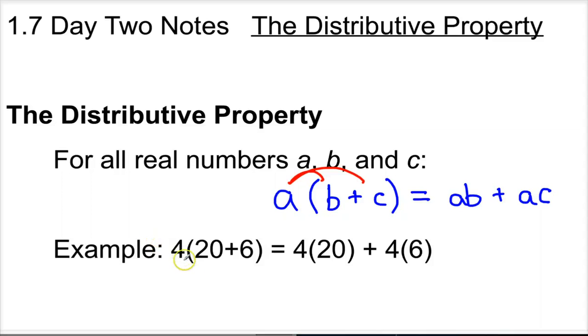If you took 4 times the sum of 20 plus 6, that would be the same thing as 4 times 26. That would be equal to 4 times 20 plus 4 times 6. You can take this 4 and distribute it to the 20 and the 6, multiply each of those separately, and then add your answers together, and you get the same thing. Okay, so let's see how this applies to some examples in algebra.